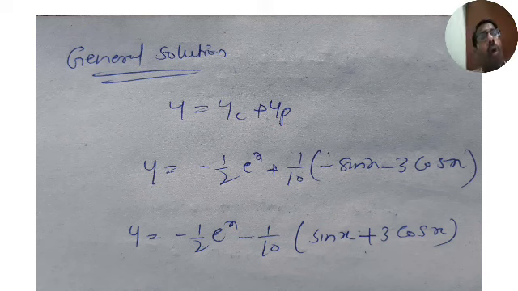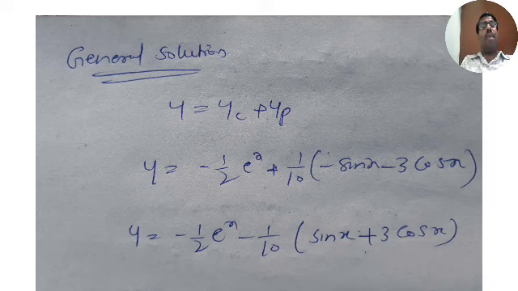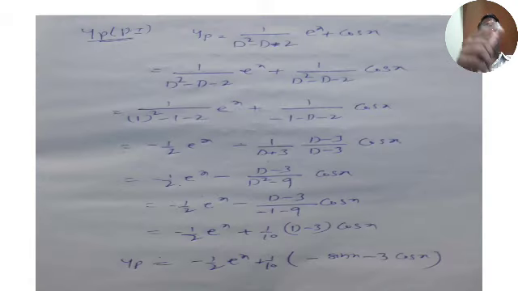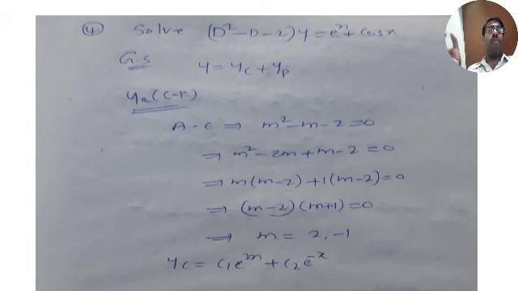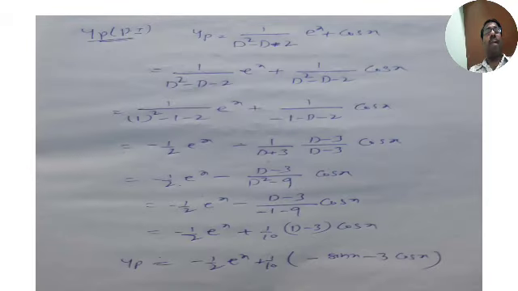Now, what is the general solution? The general solution is y is equal to yc plus yp. Now here I have written only yp. You have to write yc plus yp. What is yc? c1 into e power of 2x plus c2 into e power of minus x plus yp. What is yp? Minus 1 by 2 into e power of x plus 1 by 10 into minus sin x minus 3 cos x. So this is my general solution, that is y is equal to yc plus yp.